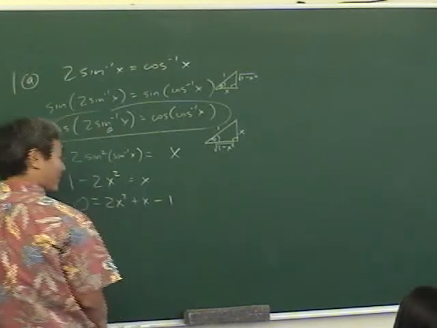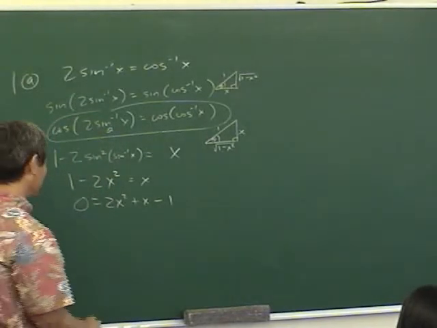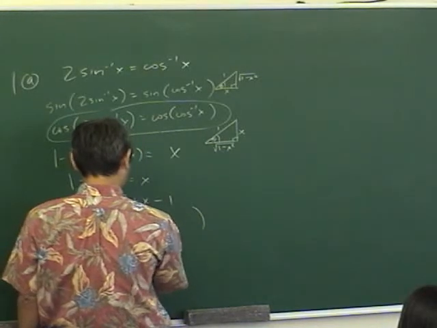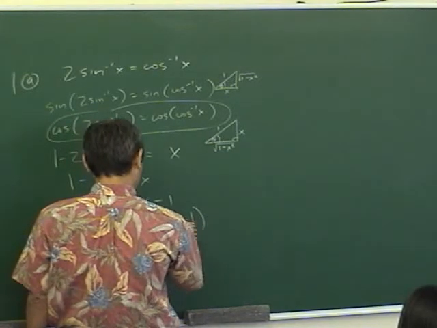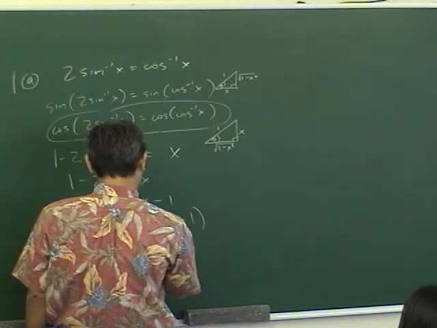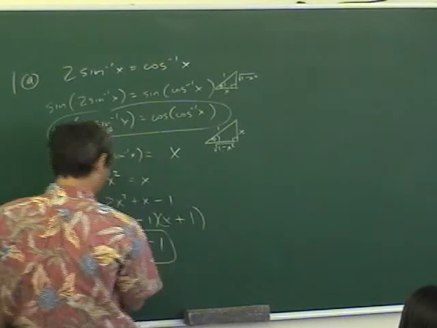Now, is this factorable or do I have to use the quadratic formula? That's factorable. How do you know? Because then we can get the answers on the bottom. Plus, minus. So x equals 1/2 or negative 1. Box that. That's the answer.